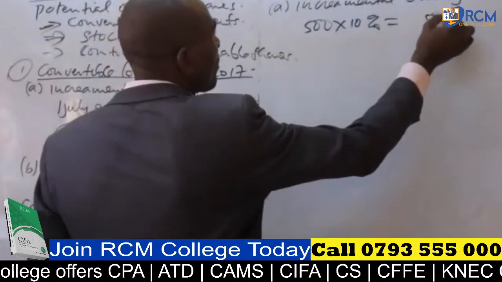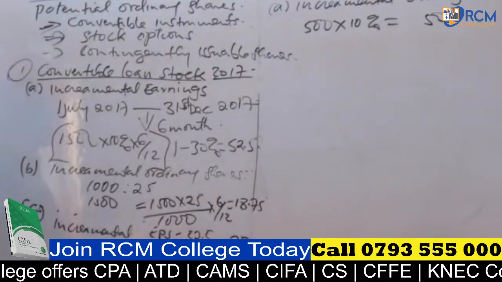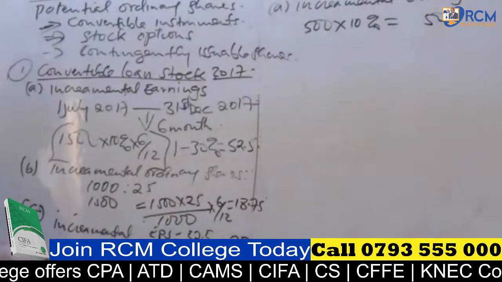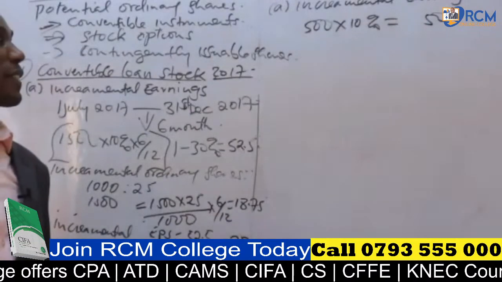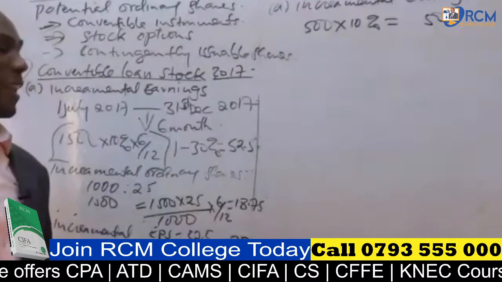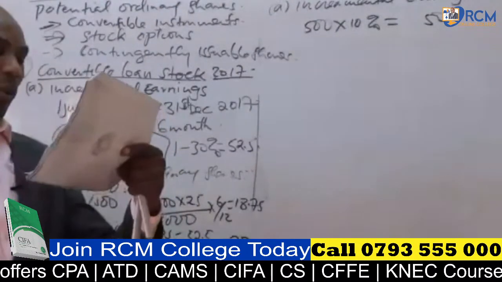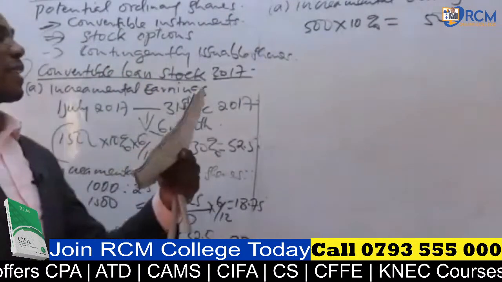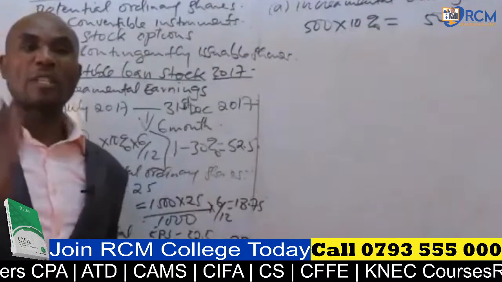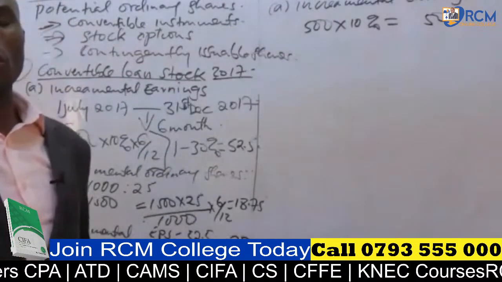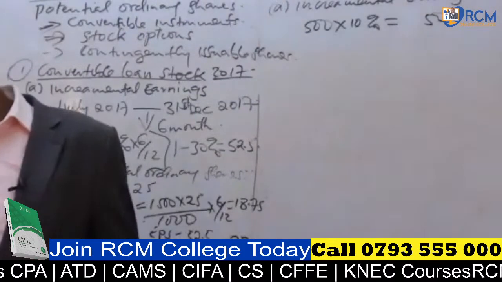Therefore, we get 50. Therefore, it is 50 that we are going to save. 500 because it was 500 for the whole year, for the whole of year 2017. Why are we just taking 500 times 10? Because it was issued in the year 2015, which means in our year of 2017, it was there for the whole year.